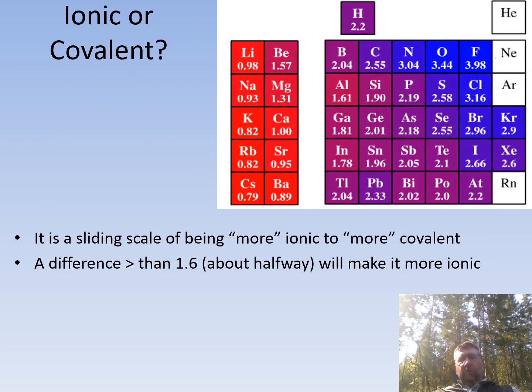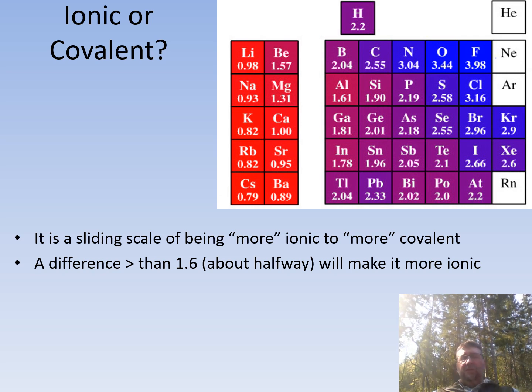So, how do we determine whether these bonds are going to be ionic or covalent? Well, we look at the difference in the electronegativity. The greater the difference, the greater the difference in the pull, the more ionic it is. The closer those two numbers are to each other, they're able to pull with equal force, the more nonpolar covalent it is. So it's a sliding scale.